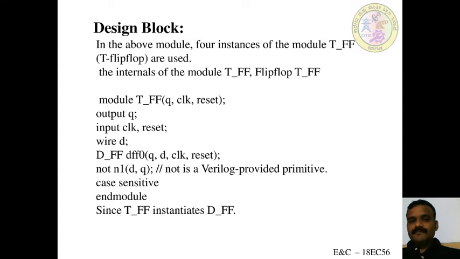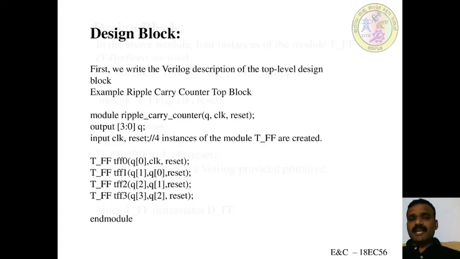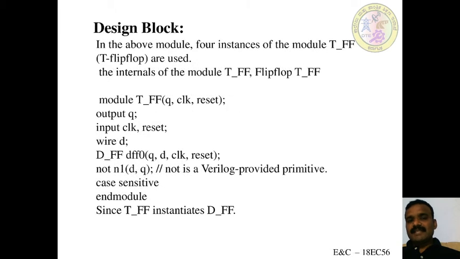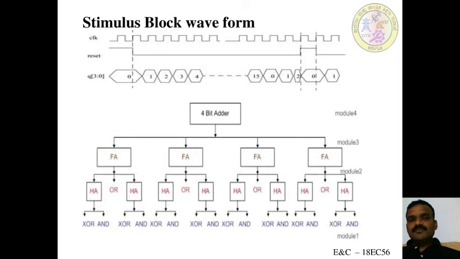Clear? So the first module is the top module, where we can see the T flip-flop and the ripple carry counter. Inside the T flip-flop we can see the D flip-flop and the NOT gate. So this is the stimulus block waveform, how we will find out the clock and the reset.